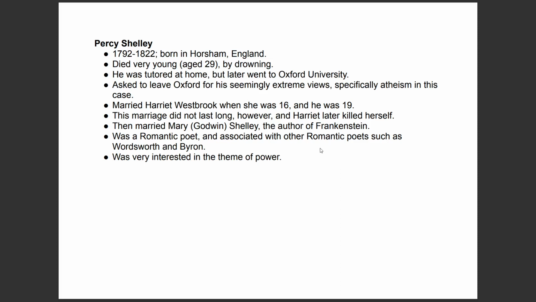So remember the poem London that we've looked at before, that was 1794, publication date, and that was pre-romantic. The official start of the Romantic period is 1798. So this was published in 1818. So it's in the middle of the Romantic period. And he was very interested in the theme of power.